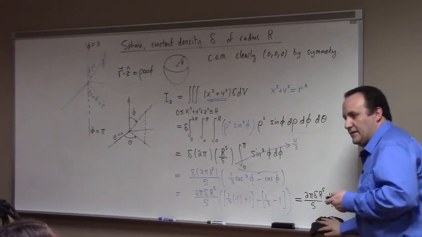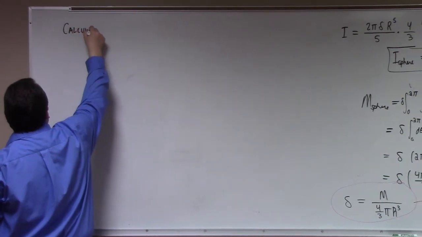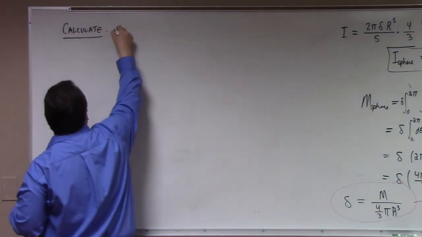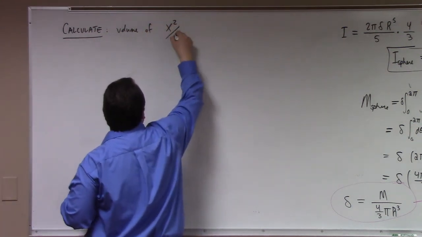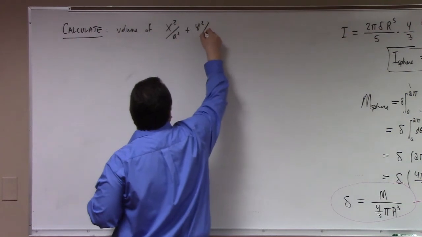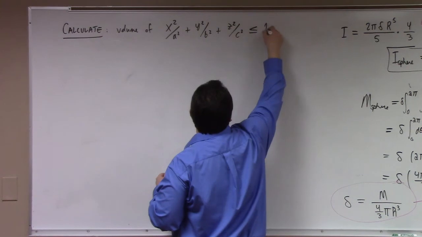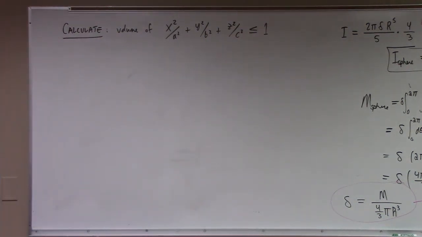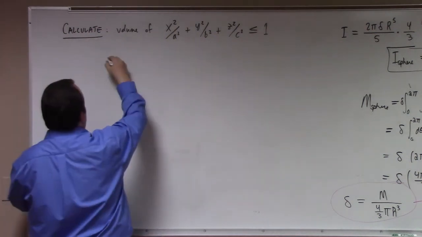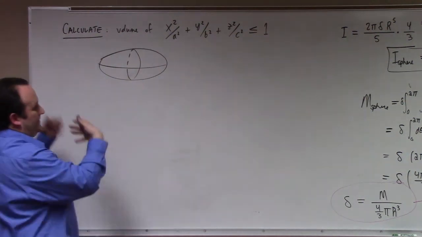Here's an example I try to do. What if you were going to calculate the volume of x squared over a squared plus y squared over b squared plus z squared over c squared less than or equal to 1? See, this is an ellipsoid, right? A solid ellipsoid. It's something like that, right?